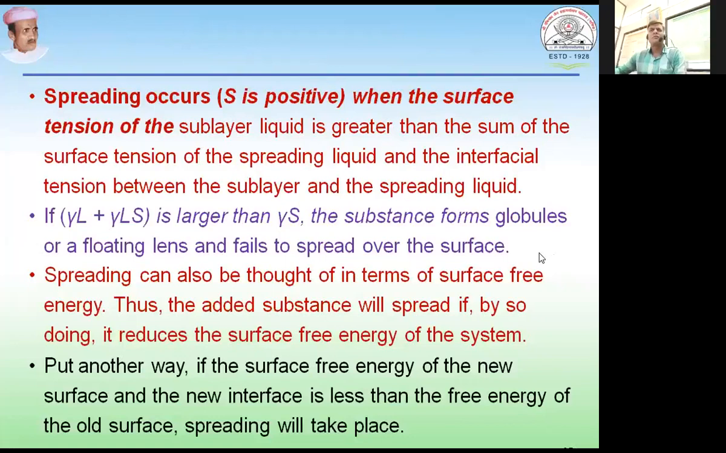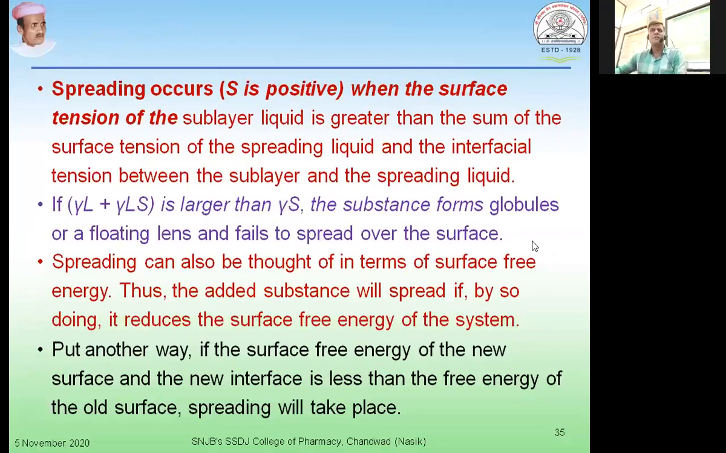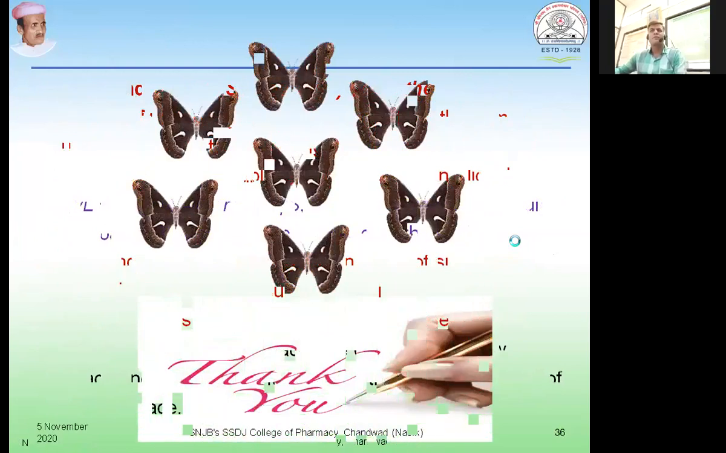This was all about the spreading coefficient concept. Thank you very much.